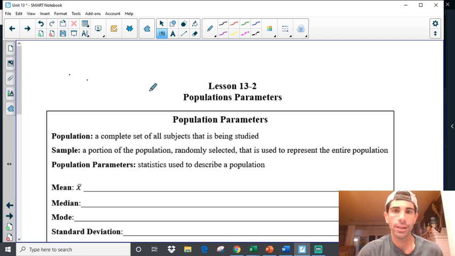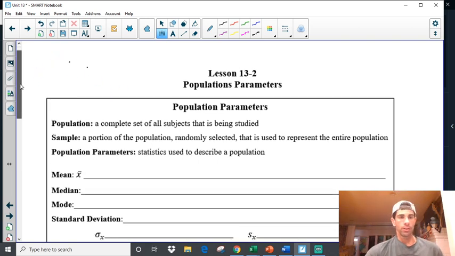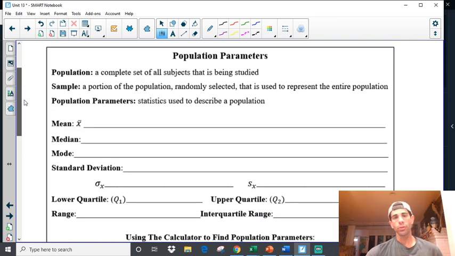We're just now starting to get into what we do once we have the data. How do we analyze this data? What does it look like? What does it mean? That's what we're going to take a look at here today. So here are some vocabulary terms that you should be familiar with.